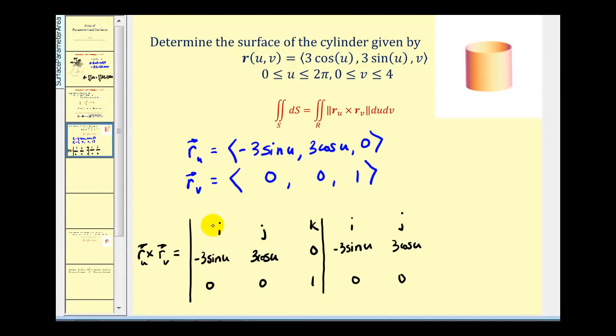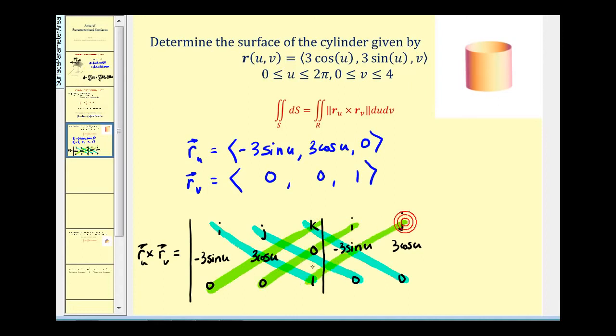So we'll sum the product of these three diagonals, and then we'll subtract the product of these diagonals, 1, 2, and 3. So the result of the blue diagonals will be 3 cosine u i, and the result of subtracting the green diagonals will be 3 sine u times j. Now we need to determine the magnitude of this vector to determine the integrand of our double integral. So let's do that on the next page.